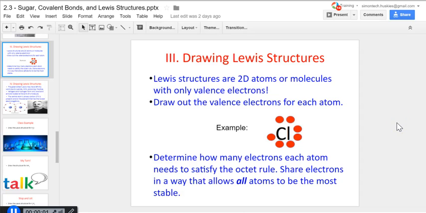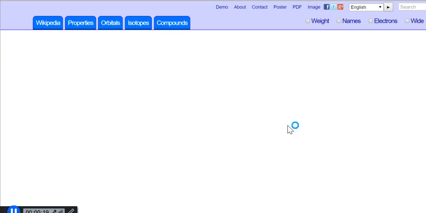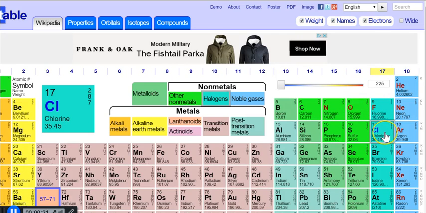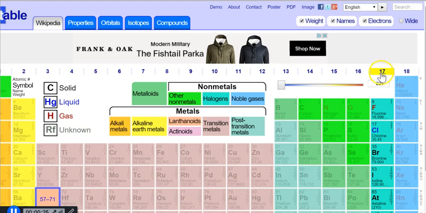All right, Antonio. So if you want to draw two atoms bonding together, the first thing you're going to do is find the atom on the periodic table. So say you're looking for chlorine right here. What you're going to do is find chlorine on the periodic table. So I can type in ptable.com. There's chlorine right here. What group is chlorine in? Yeah, it's one of the nonmetals in group 17.